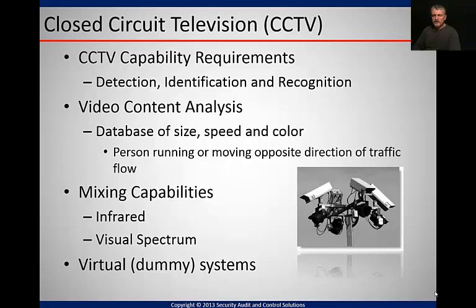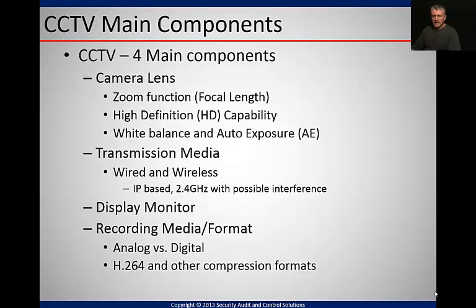We've got video content analysis, such as database of size, speed, and color. A person running in the opposite direction of traffic flow will be detected. Mixing capabilities, infrared, in dark environments. We have to have special lights and special cameras for this. Visual spectrum as well, and also virtual dummy systems. Although it may not work, people see it and they won't commit any crime. So, as I said previously as well, 4 main components. We have the camera lens, zoom function.